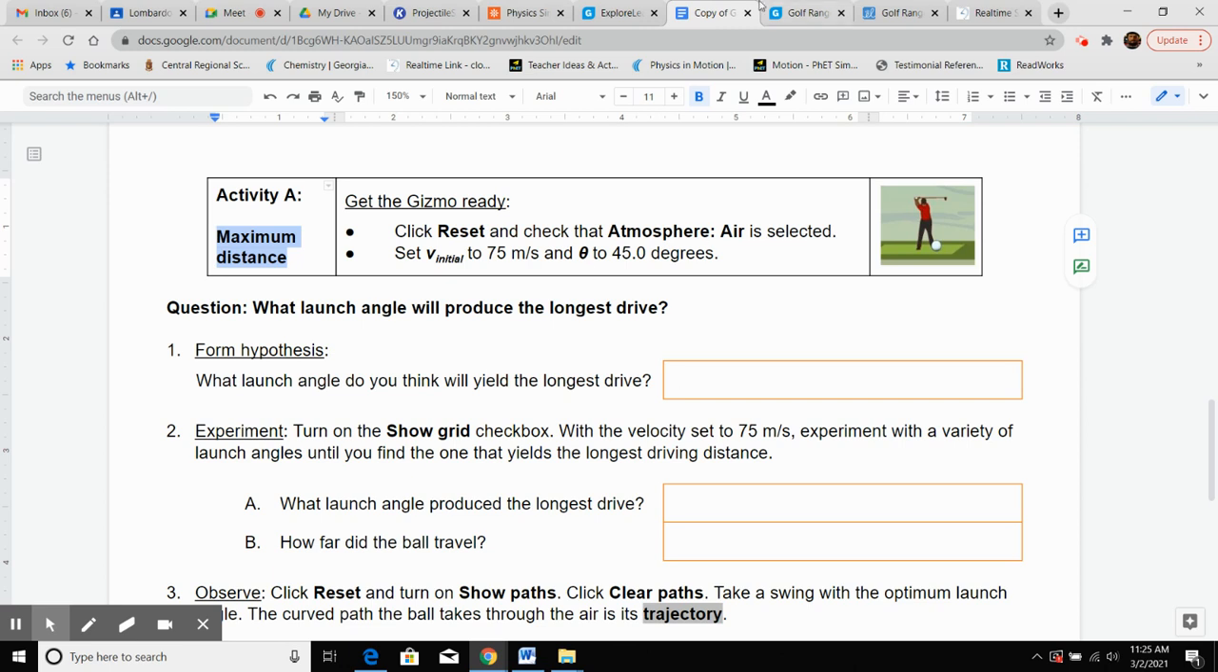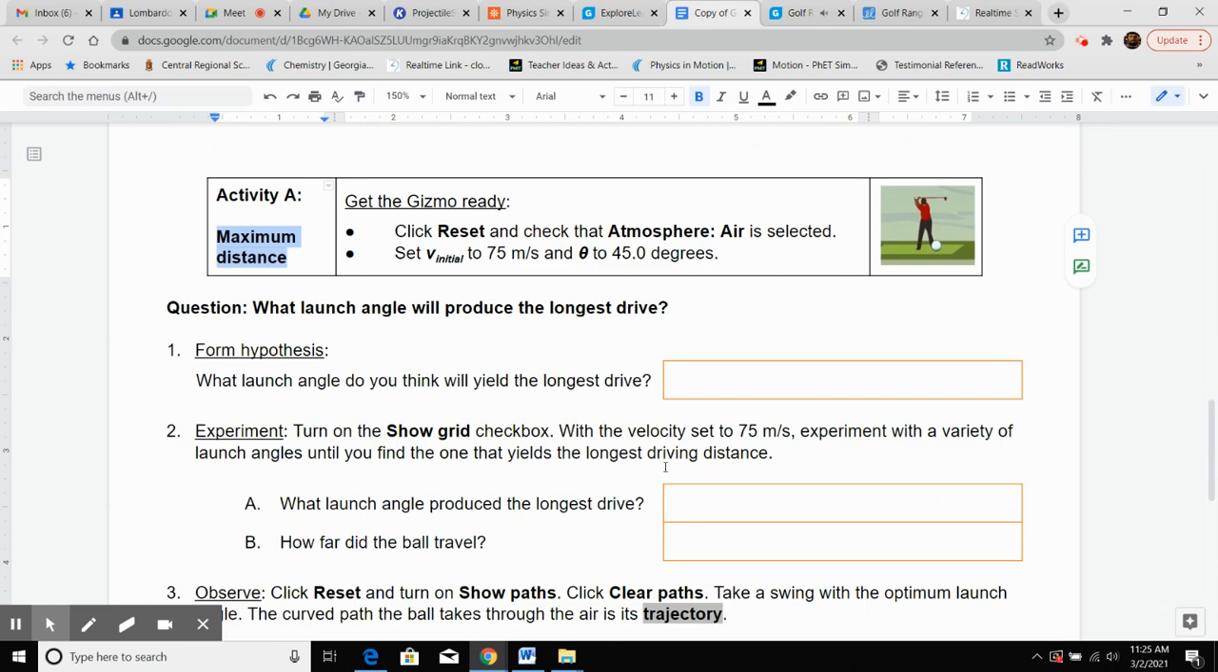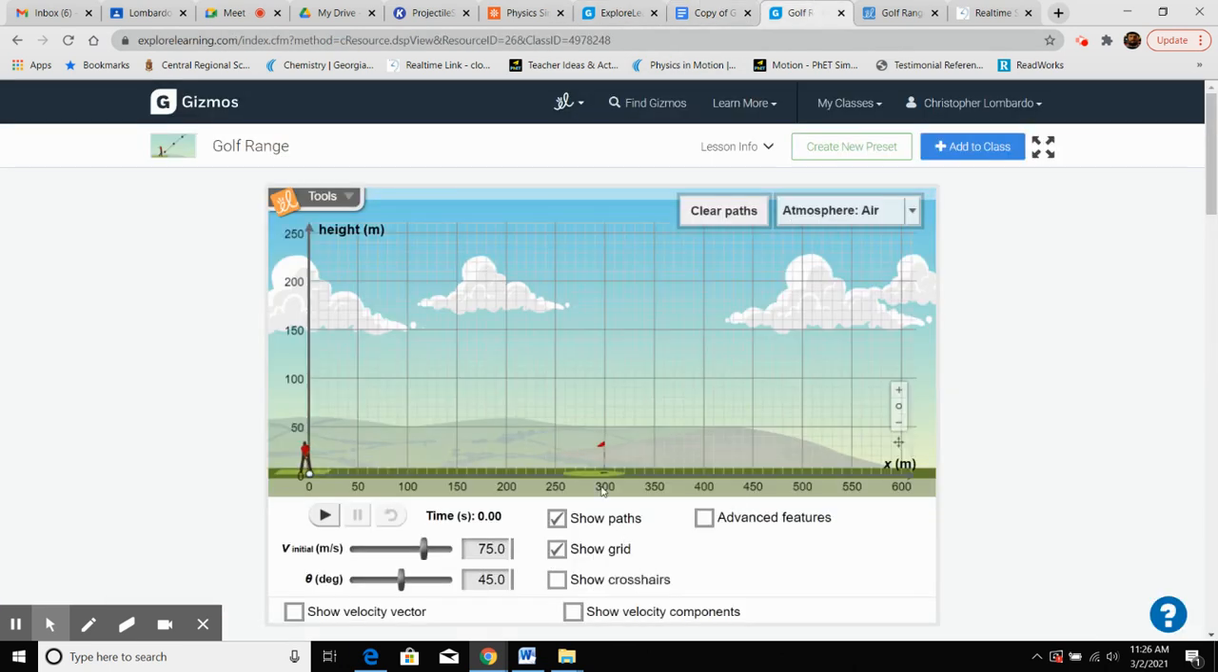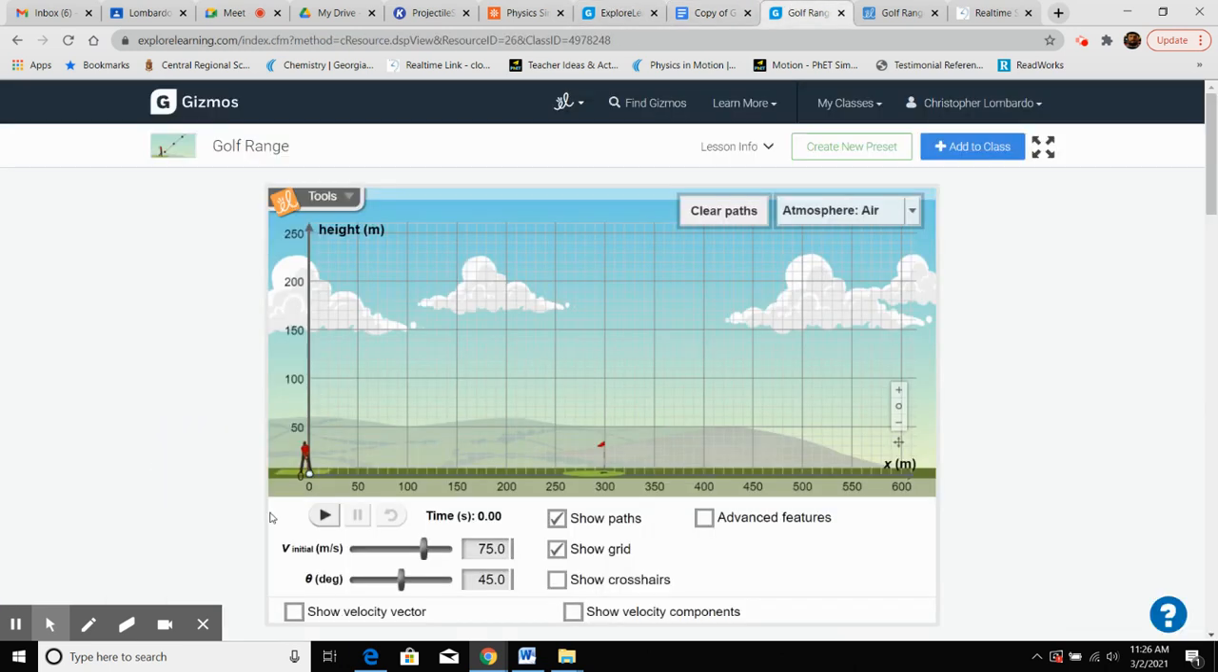All right, but we're supposed to make sure that we have air on. That may change some things up. So we make sure that the air is on, 75 and 45. Turn on show grid box. All right, show paths and experiment with a variety of angles until you find the one that gave us the longest distance. I'm assuming that it's going to be right around 45.